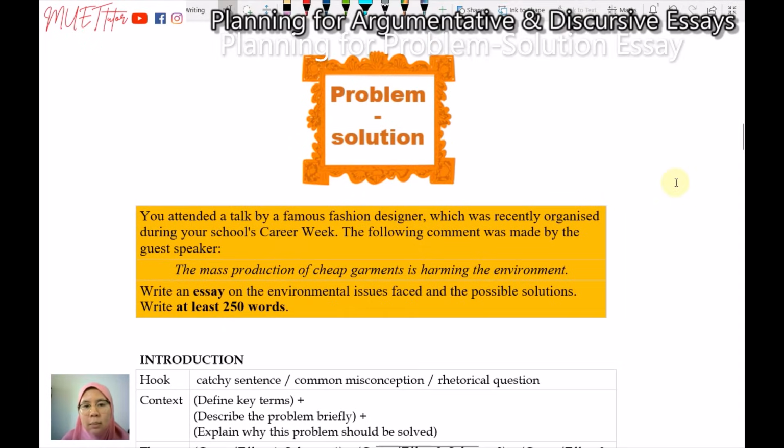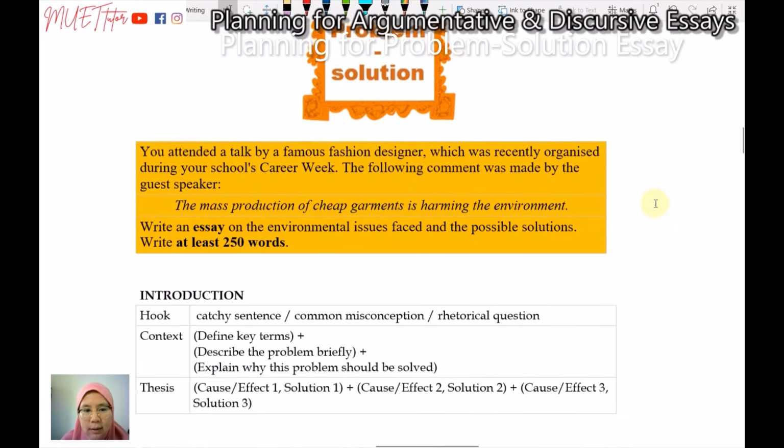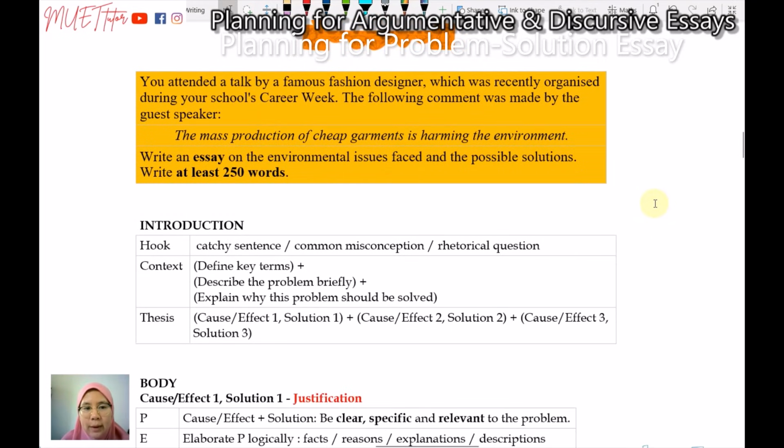Now let's talk about the problem solution essay. In terms of purpose, problem solution essays discuss the given problem and then give solutions to the problem or problems. In the introductory paragraph, as the context, I recommend you to do 3 things.